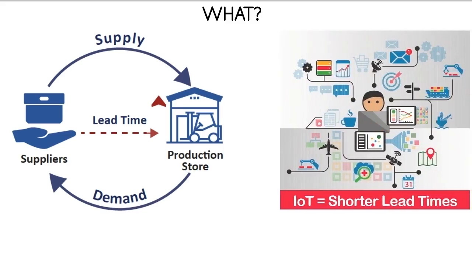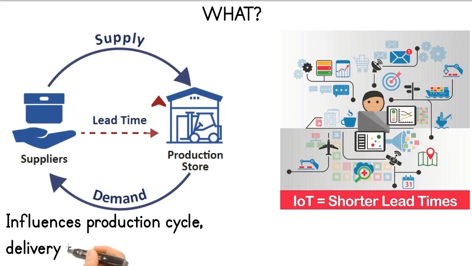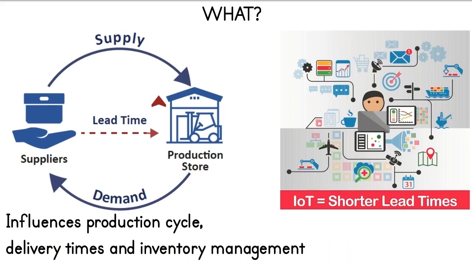Reducing WIP lead time involves identifying and eliminating bottlenecks, improving the efficiency of processes, and managing work in a way that minimizes idle time and delays. In essence, WIP lead time is a key metric in the manufacturing process, as it influences the overall production cycle, delivery times, and inventory management.